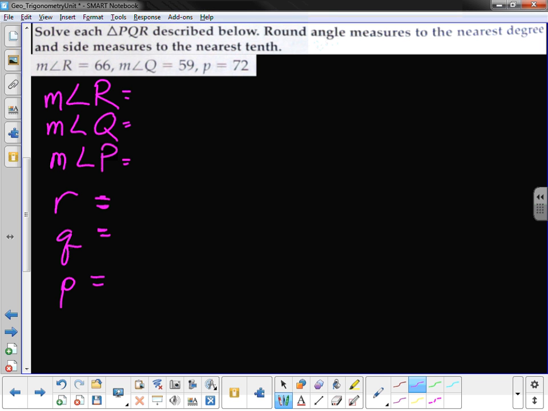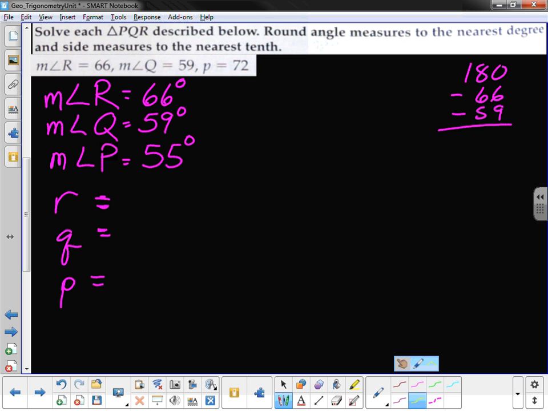Just like in a right triangle, they have to give me 3 bits of information. Well, they told me angle R is 66 degrees and angle Q is 59 degrees. That means I should be able to figure out the missing angle. If I start with 180 and subtract 66 and subtract 59, whatever's left over is my missing angle. 180 minus 66 minus 59 is 55. So my missing angle is a 55-degree angle. Okay, now what about the sides? They tell me that side P is 72.